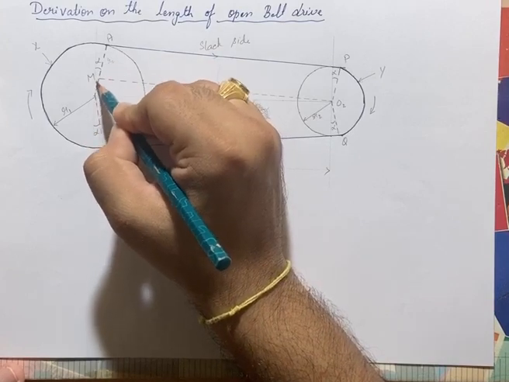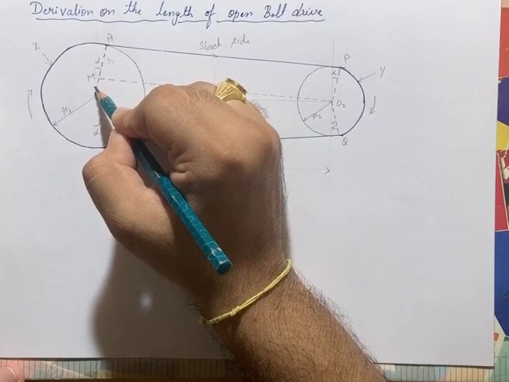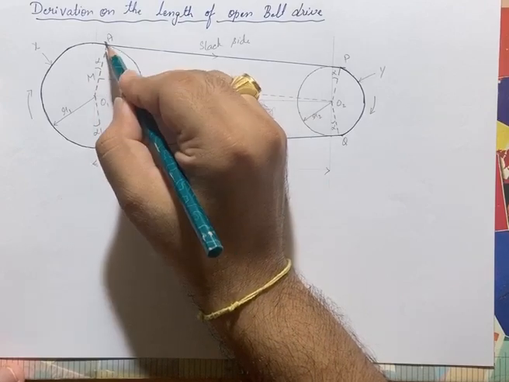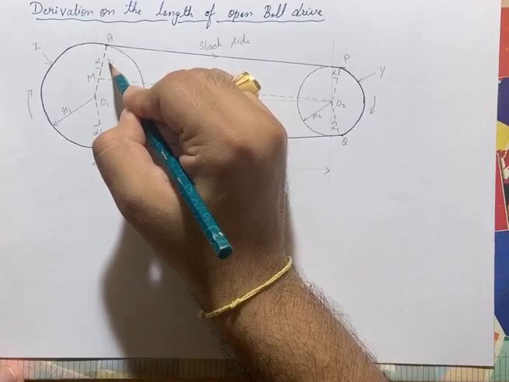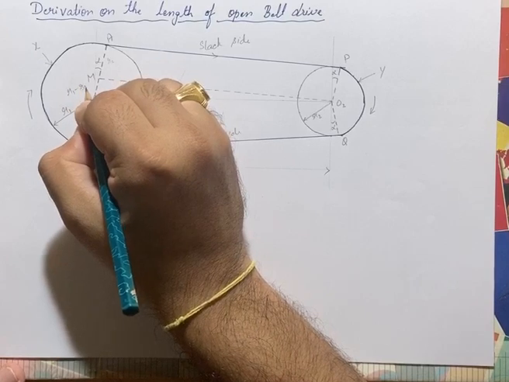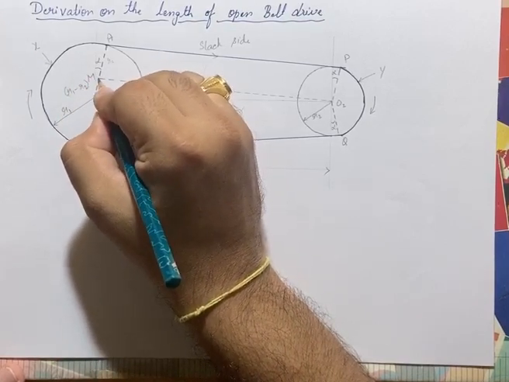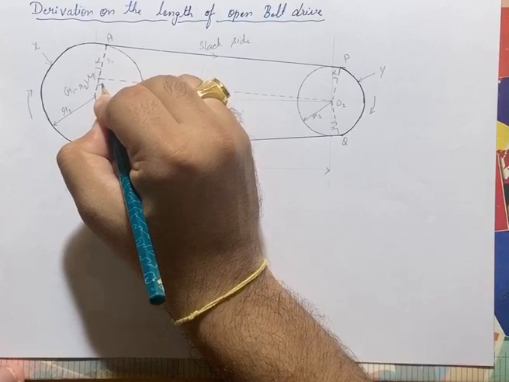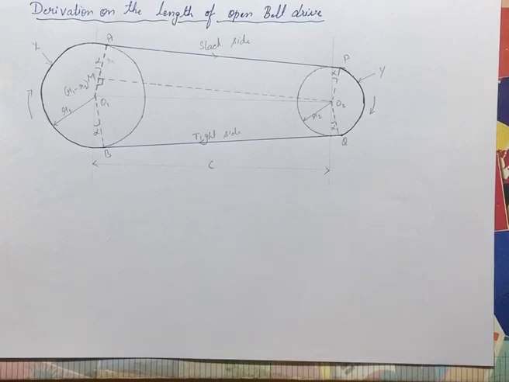Now what is this distance? It is O1M. O1M is O1A, which is R1, minus MA, which is R2. So this becomes R1 minus R2, which is nothing but O1M. This is the distance in between, and this will be at a right angle. This is angle 90 degrees here.